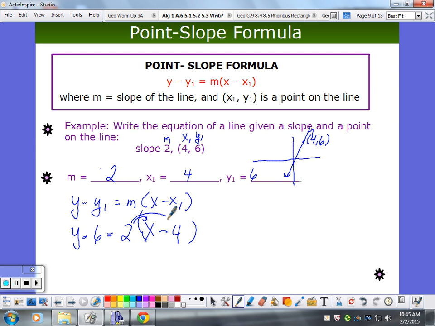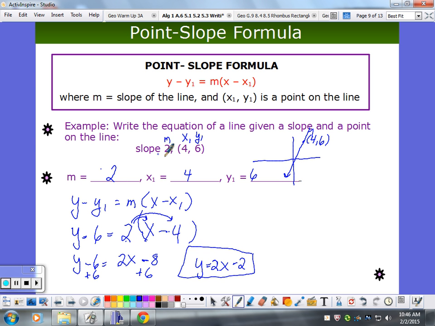How about we distribute? Let's distribute first. y minus 6 equals 2 times x is positive 2x, 2 times negative 4. I want y by itself. Add 6. And I get y equals 2x minus 8 plus 6, which is 2x minus 2. That would be the equation of this line. How can I check it? First of all, does it have a slope of 2, this line? Yeah. So that part matches.